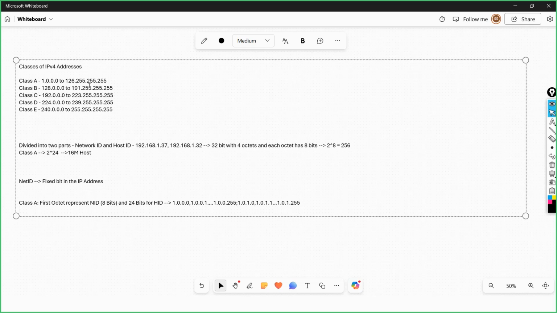Now I have given you an example of class A. Now you will tell me what will happen in class B. How many octets or how many bits will be the network ID, and how many bits will be the host ID in class B?